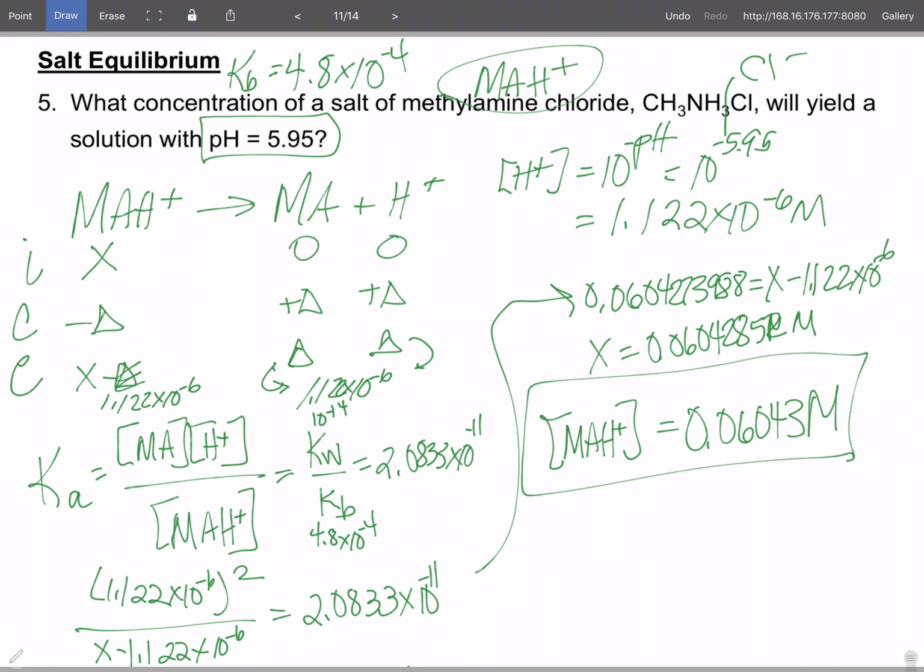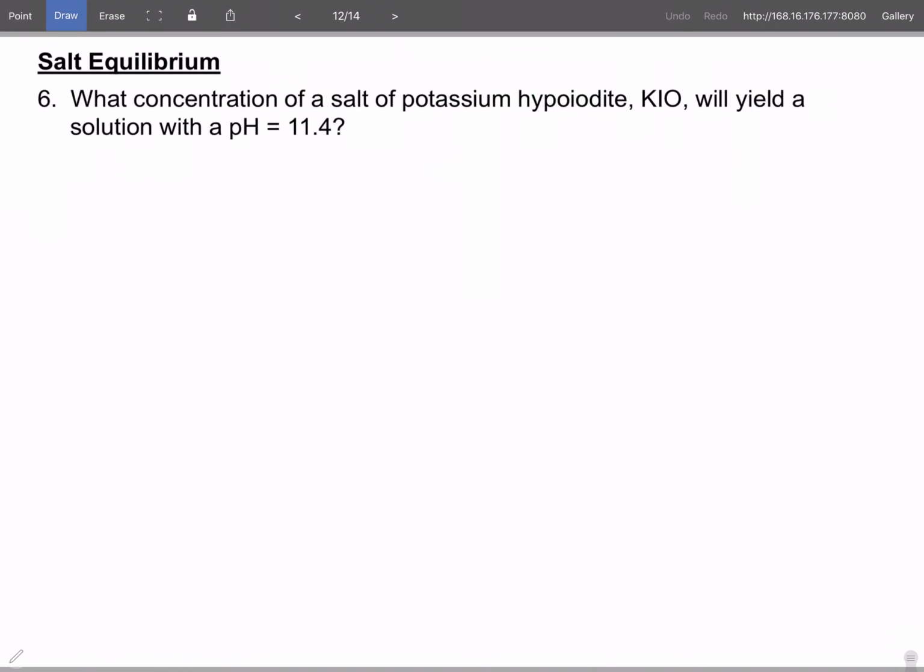Now, that can be done with a weak acid. It really can't be done with a strong acid. But we can do this, what's the concentration, with anything we want. And it really doesn't matter. We get the same value regardless.